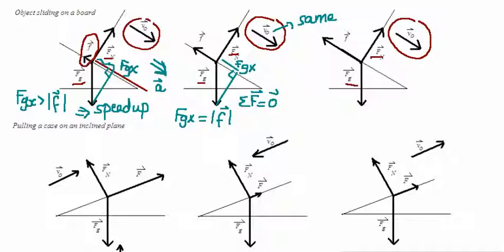In the last case, again, you want to carefully draw your FGX. So this is FGX. And what you see there is that the friction force is stronger than FGX. So the acceleration will be uphill. The acceleration is opposite to the velocity vector, so it is slowing down.